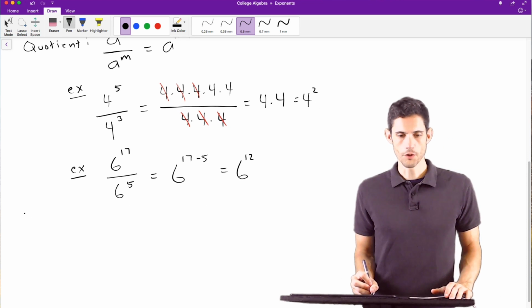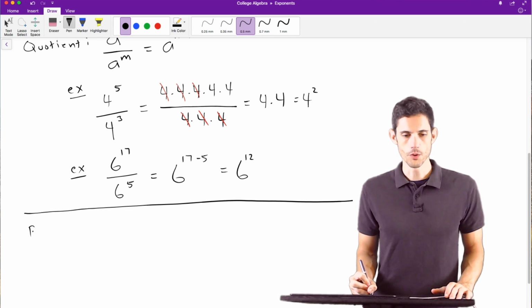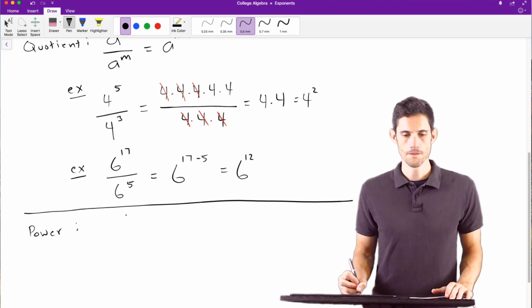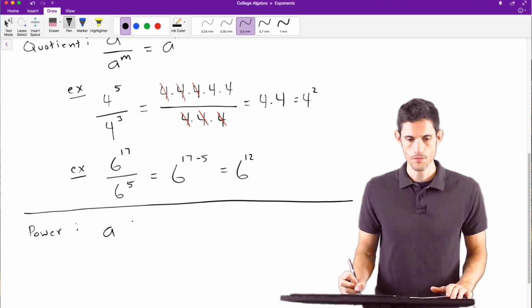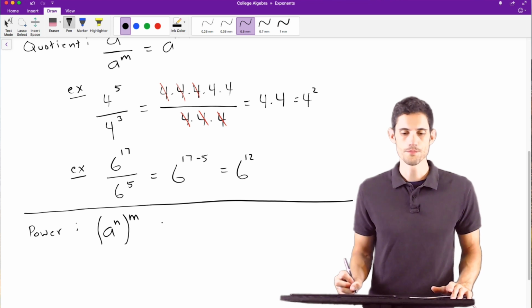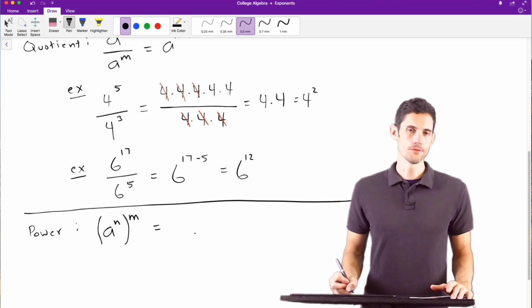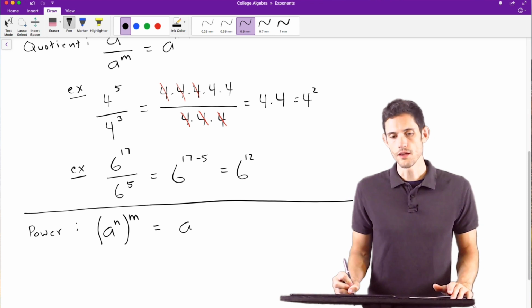So the next rule is called the power rule. This is when an exponent is being raised to an exponent. In this scenario, I have a number raised to some power n, and that whole quantity is being raised to a different power m. And in this scenario, you multiply those exponents. So I've got a to the n times m.